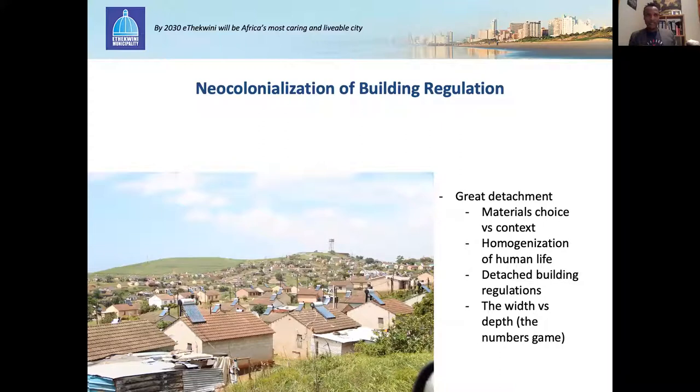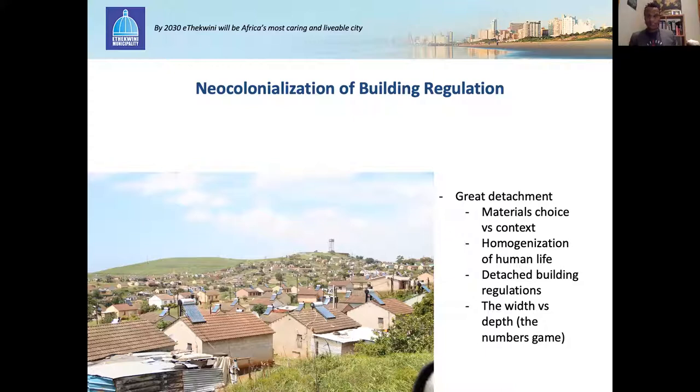So the width versus the depth aspect is that the state, post 1994, wanted to deliver as many houses to as many people as possible. And the depth issue was the quality issue: the building material choices that are contextual, environmentally friendly, and sustainable then became secondary. And I say secondary again with a bit of caution, because the question is when will that decision and that conversation around the material choices begin in the South African context?